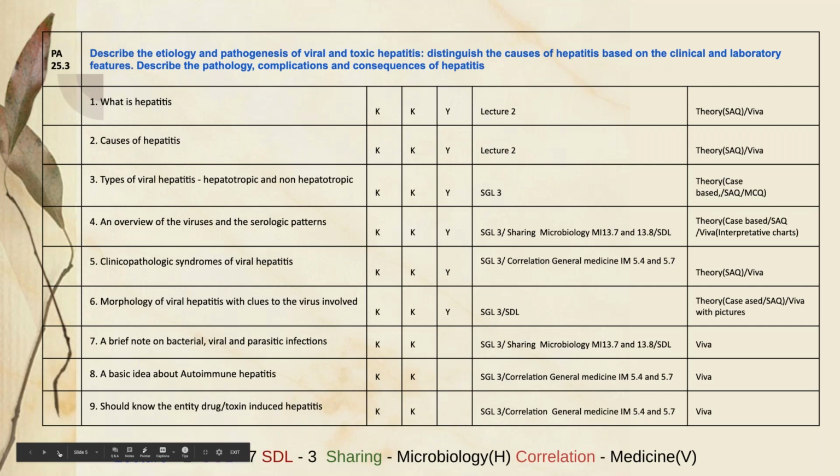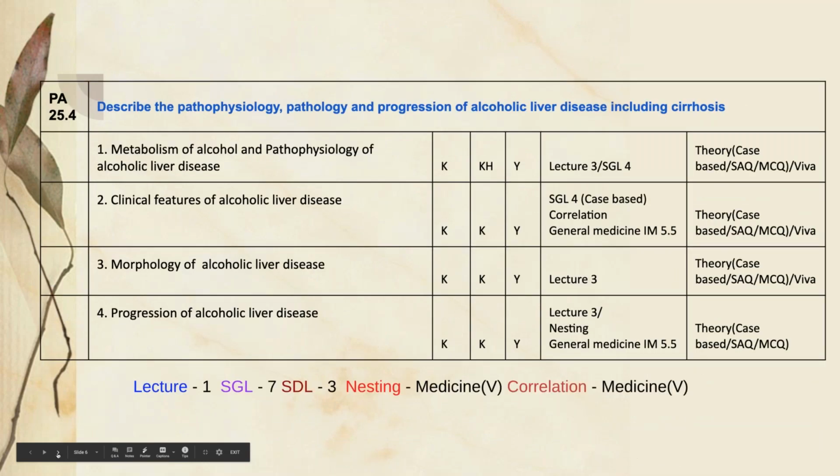Okay, ma'am. So this is the next competency, which is: describe the pathophysiology, pathology, and progression of alcoholic liver disease, including alcoholic cirrhosis. So I thought the first one should be metabolism of alcohol and the pathophysiology of alcoholic liver disease, which can either be a lecture or small group learning.